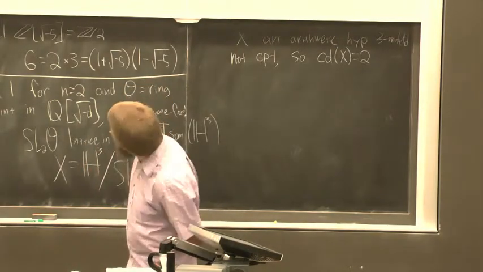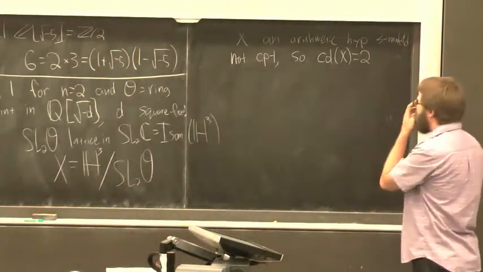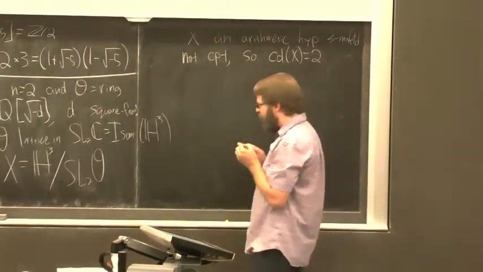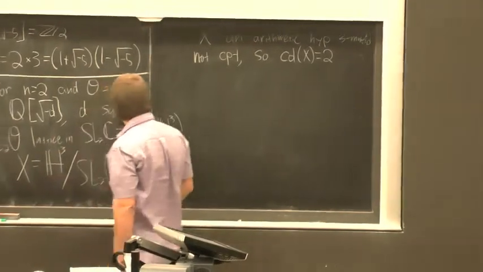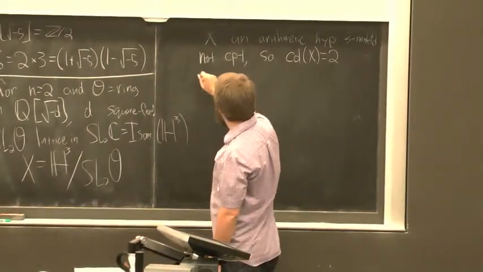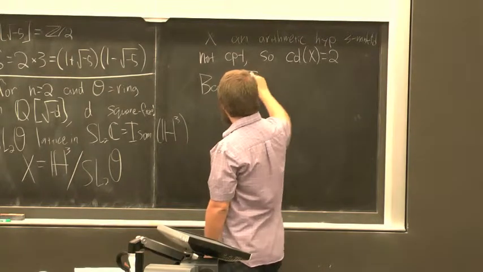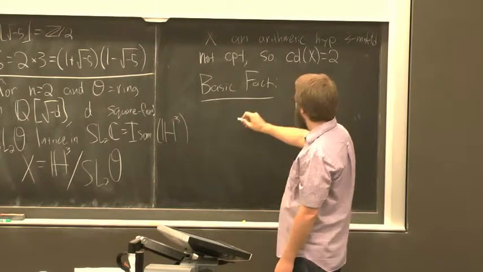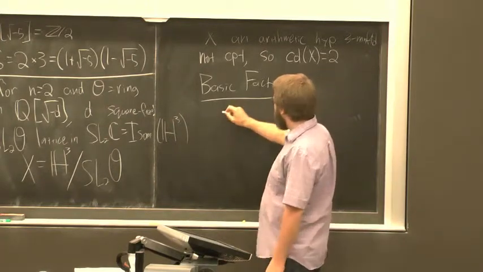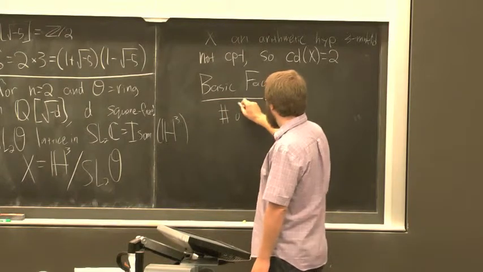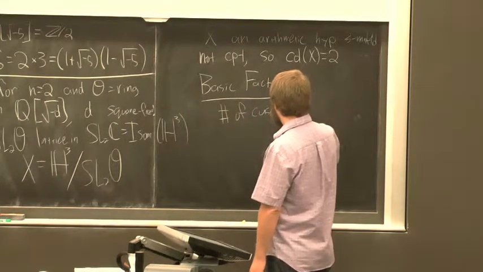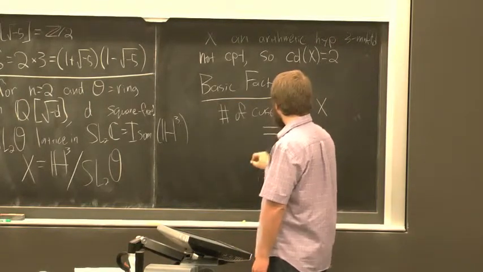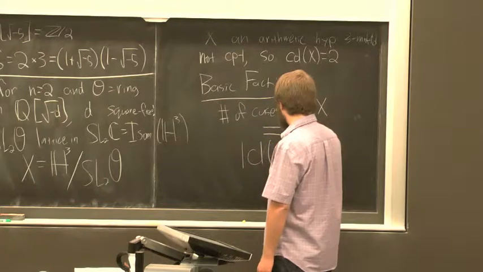So now, what's the basic fact? What's the relationship between the geometry of this arithmetic hyperbolic 3-manifold and the arithmetic of O? Well, here it is: the number of cusps of X is equal to the number of elements in this class group, the class number.